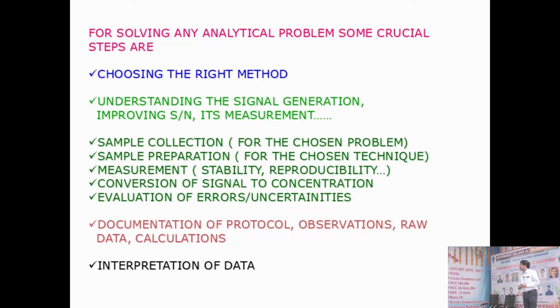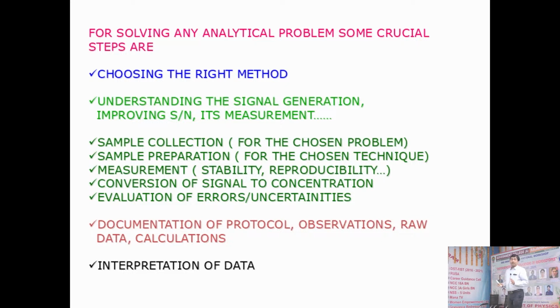Then understand the signal generation in this method, how we are getting the signal. If you understand properly how you are getting the signal, then you can see where you are lacking or where you are making a mistake. If what you are expecting is not coming, you can go back and see why we are not getting the proper signal. Then improve the signal to noise ratio and its measurement. If you see how the signal is generated, then you can improve in other ways to get a better S by N ratio and its measurement.